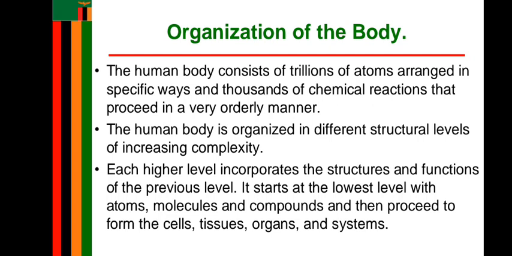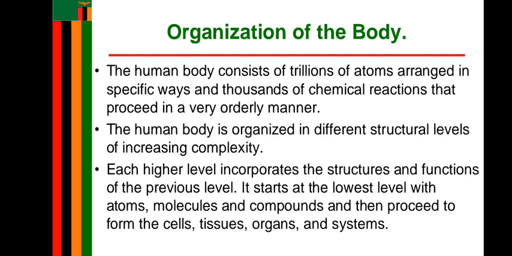Now, quickly, let's look at the organization of the human body. How is the human body organized? The human body consists of trillions of atoms arranged in a specific way, and thousands of chemical reactions that proceed in a very timely manner. These atoms group up to form molecules, and from molecules we get cells. So the human body is organized in different structural levels of increasing complexity. When we say complex, we simply mean it has a huge number of cells as well as the atoms that form the whole organism.